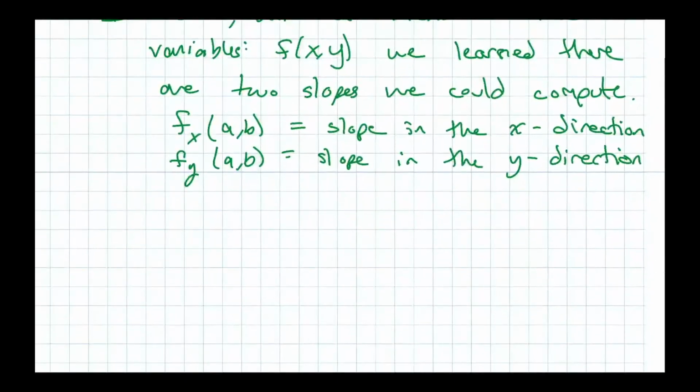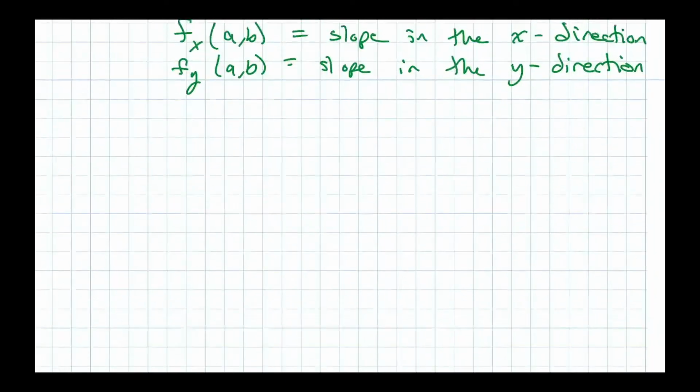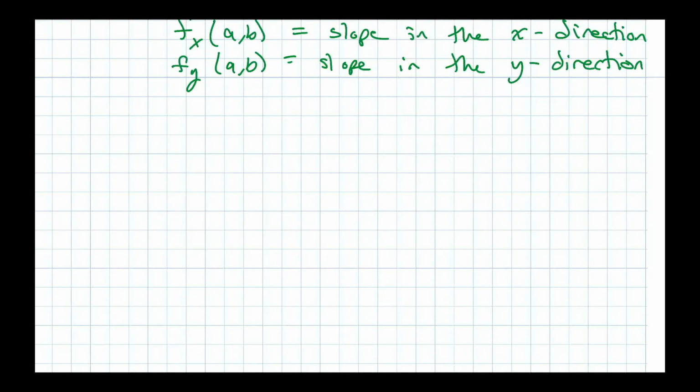Okay, so we have these slopes. That gives you these two vectors. So in the tangent plane picture we have in the picture above, we can find two vectors that are supposed to be in that tangent plane.